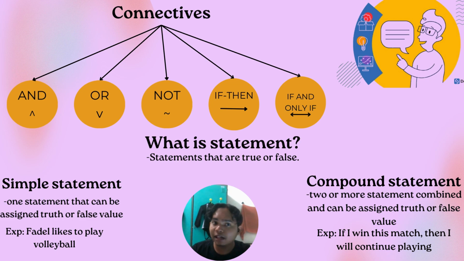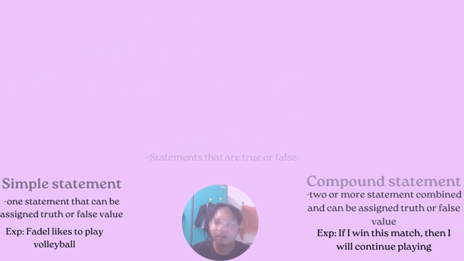Statements are sentences that are either true or false. There are two kinds: simple statements and compound statements. A simple statement is a statement that can be assigned a true or false value. For example, Fadil likes to play volleyball. And then we have compound statements, which are two or more statements combined that can be assigned a true or false value. For example, if I win this match, then I will continue playing.